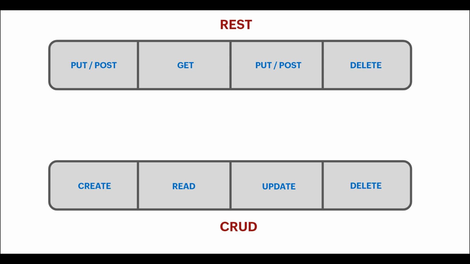In CRUD, create is used for creating a new record in your database, and in REST, we use put or post to create a new resource. In CRUD, we use read to fetch a database record. In REST, we use get to fetch a resource. In CRUD, we use update to update or modify a record in the database. Similarly, in REST, we use put or post to modify a resource based on the requirement.